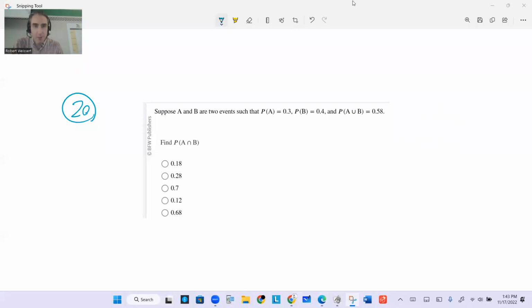Okay, question 20. Suppose A and B are two events such that the probability of A equals 0.3, the probability of B equals 0.4, and the probability of A or B is 0.58. Find the probability of A and B. So the basic formula: A or B is always going to be equal to the probability of A plus the probability of B minus the probability of A and B.